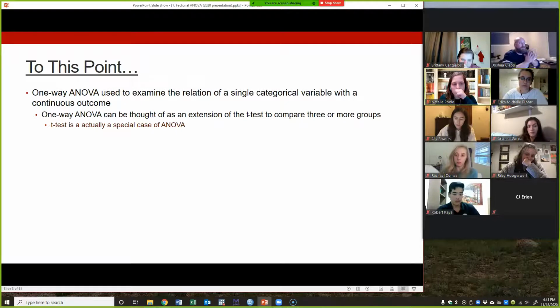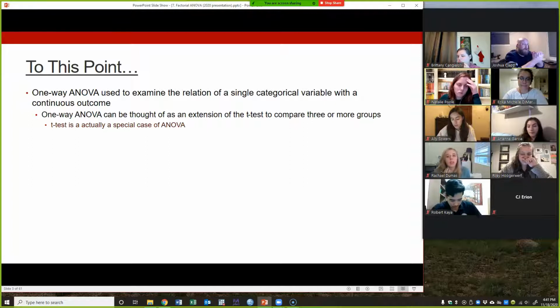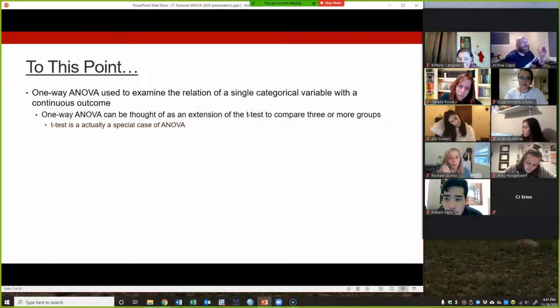So up to this point, we've talked about one-way ANOVA, right? With our one-way ANOVA models, we're looking at the relation of some single categorical variable. I've got one grouping factor and I'm looking at the association between that categorical variable and some continuous outcome. Okay, think of this as an extension of our t-tests, right? I'm just using this to look at 3 or more groups overall, looking at differences across them, right?